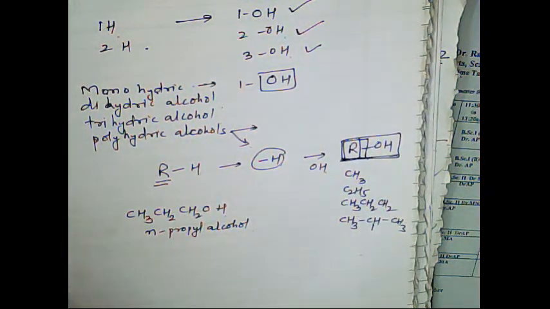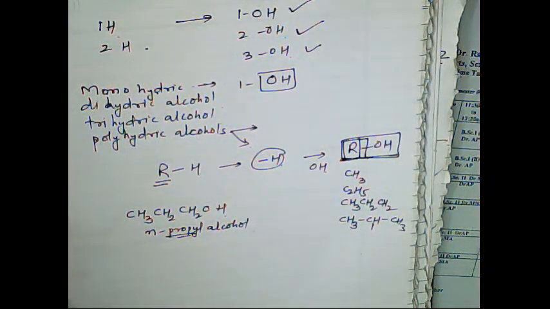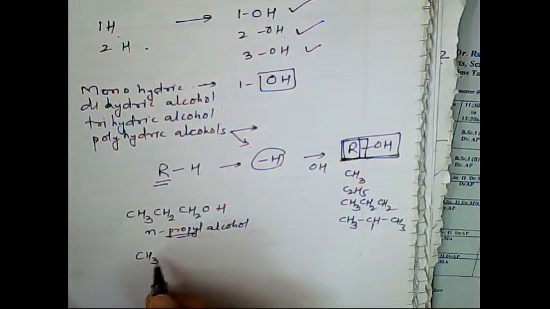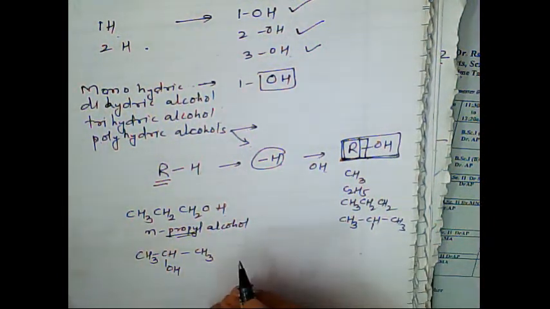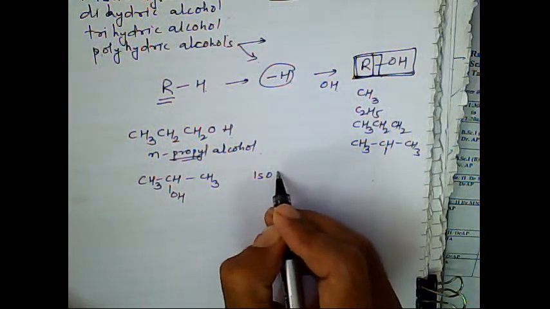N-propyl alcohol. The second one is CH3, single bond, CHOH, single bond, CH3. It is isopropyl alcohol.